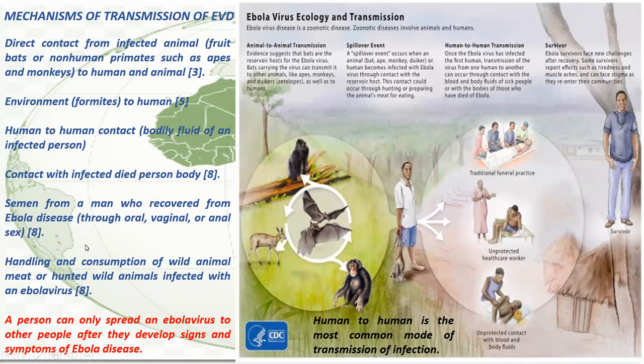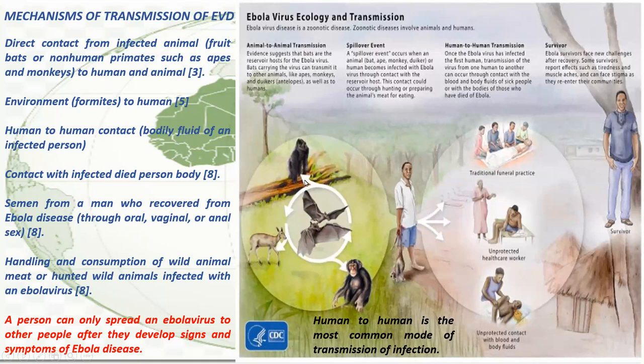Then another way someone can get infected is handling and consumption of wild animals as meat, or hunting wild animals infected with Ebola virus. In the process of hunting it, someone can get infected. And these are the possibilities. This is animal-to-animal transmission, spillover from wild animal to human contact. This is human-to-human transmission. And this is the survivor. Someone that survived can also get infected.